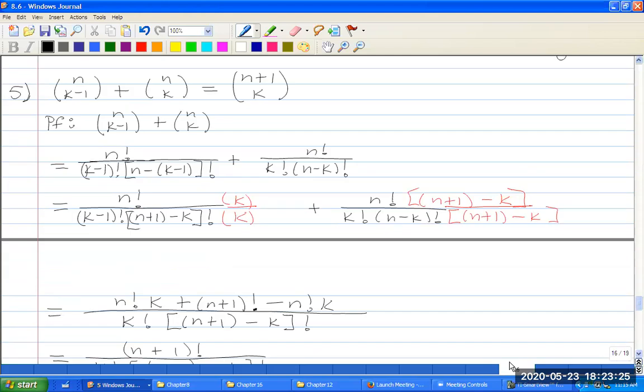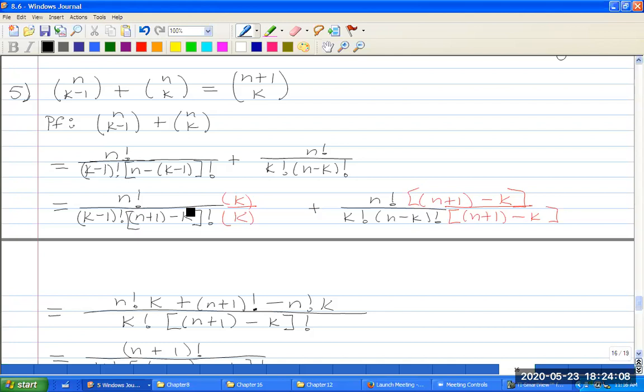So let's look at nCk minus 1 plus nCk. So by definition, nCk minus 1 is just n factorial over k minus 1 factorial times n minus k minus 1 factorial. nCk is just n factorial over k factorial times n minus k factorial. Let's rewrite this. This is n minus k minus 1. So let's distribute the minus sign. So this is n minus k plus 1. So let's write this as n plus 1 minus k.